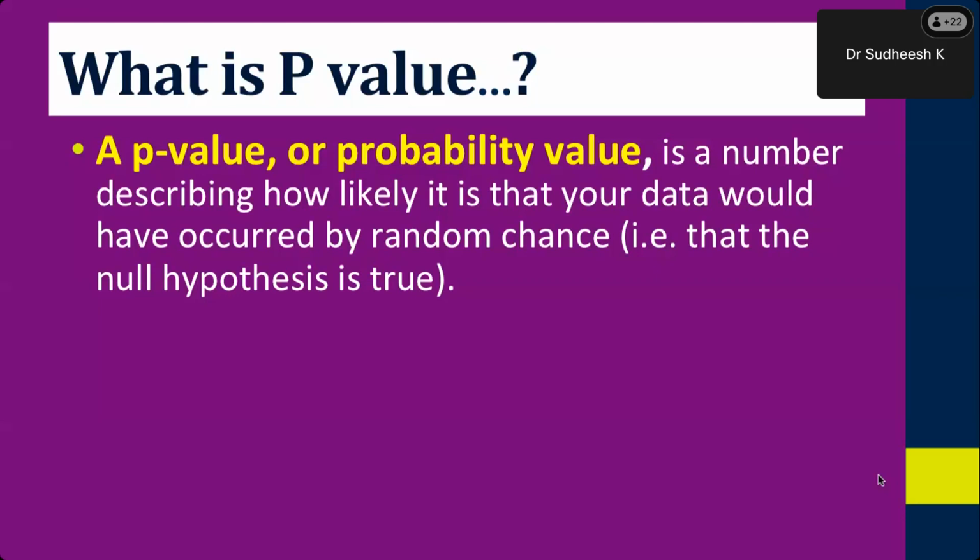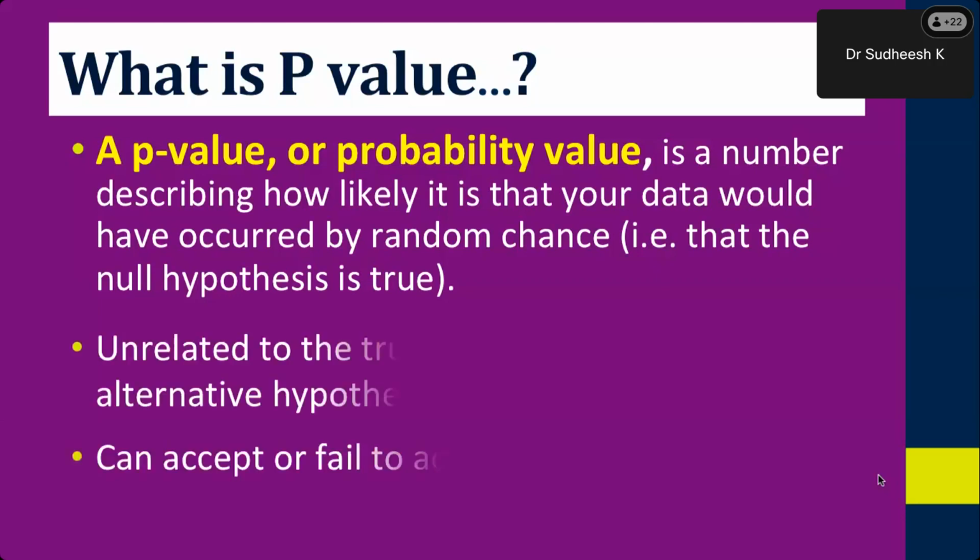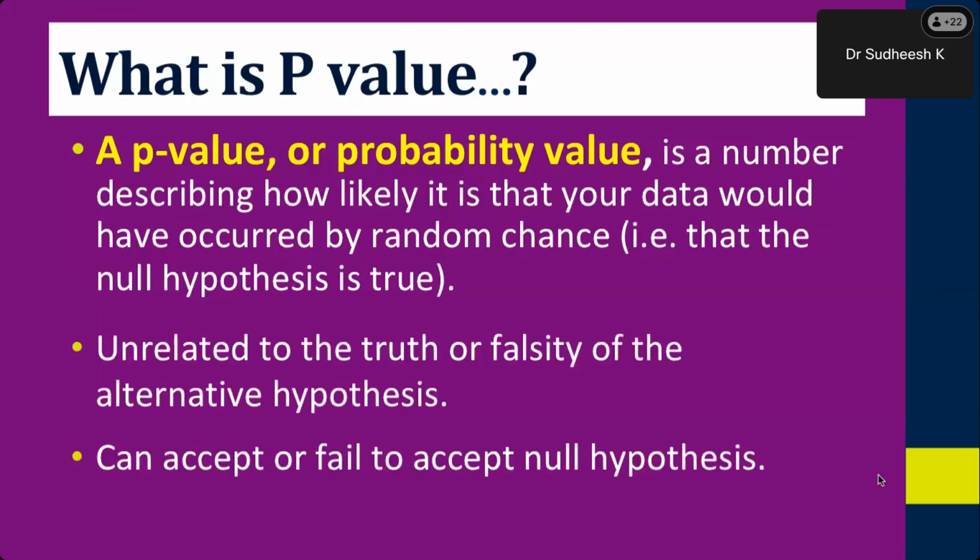It simply means what is the probability of a null hypothesis, and what is the probability of an alpha error in your study. It is unrelated to the truth or falsity of the alternative hypothesis, and it can reject or fail to reject a null hypothesis.